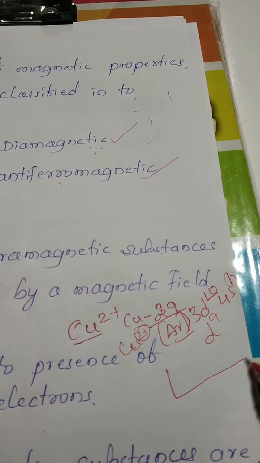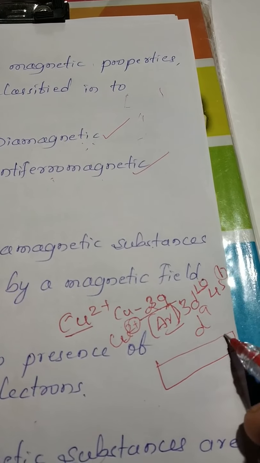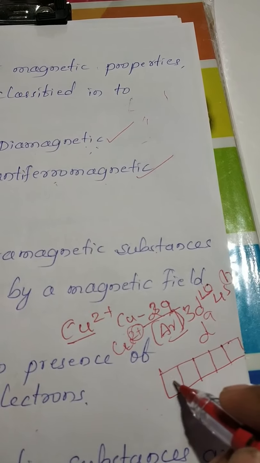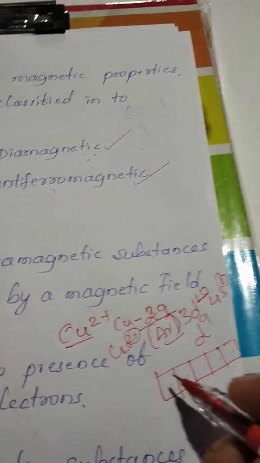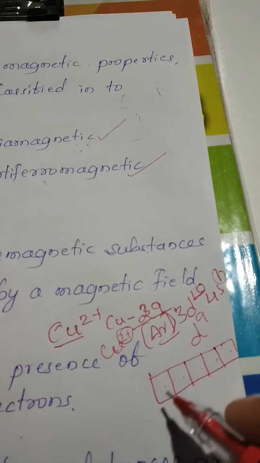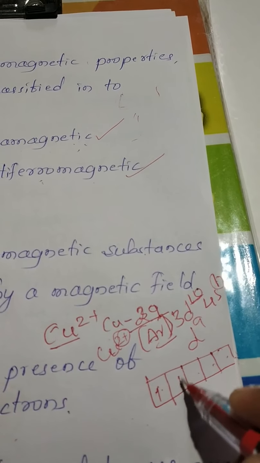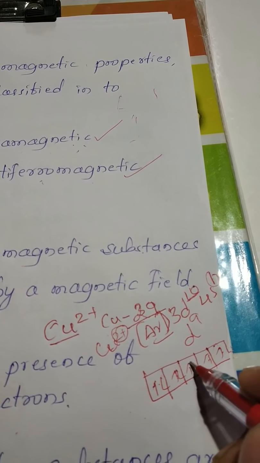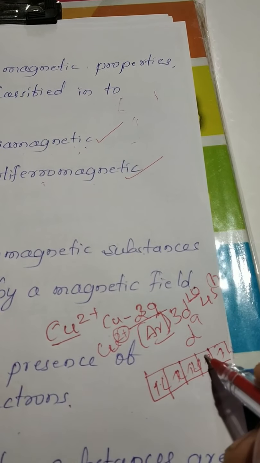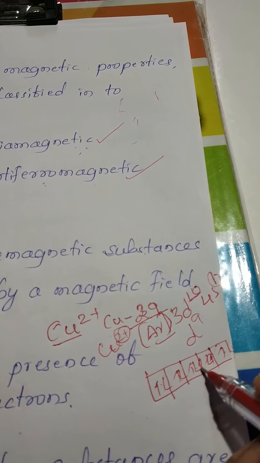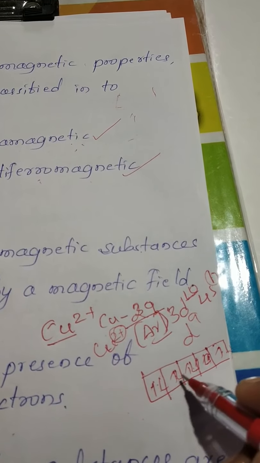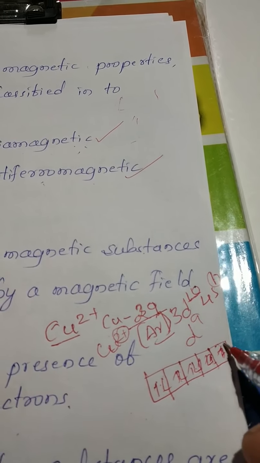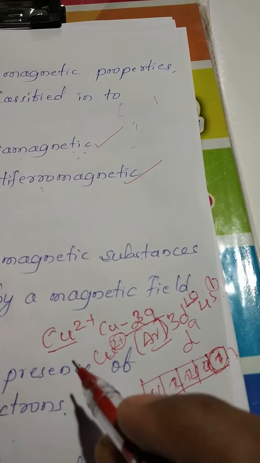d9 means the 3d orbital. Here just put the 3d orbital. 5 subshells are there: 1, 2, 3, 4, 5. See here, first electrons are singly occupied, 1, 2, 3, 4, 5. Again 6, 7, 8, 9. See here, an unpaired electron is there in Cu plus 2.